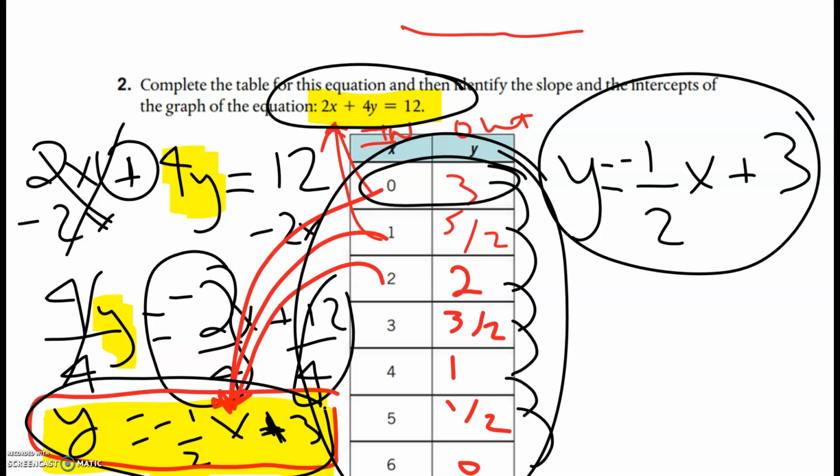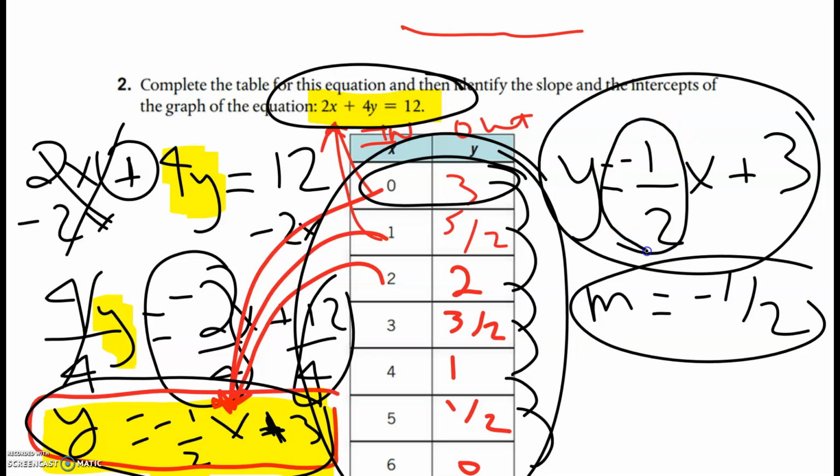Okay, and then the question is, what is your slope? Well, your slope is your rate. So that's a negative half. That's this guy right there. And what's my y-intercept? Sometimes people say b equals 3. Sometimes they write it as an ordered pair, so 0, 3, because it's on the y-axis. So that would be what I have.